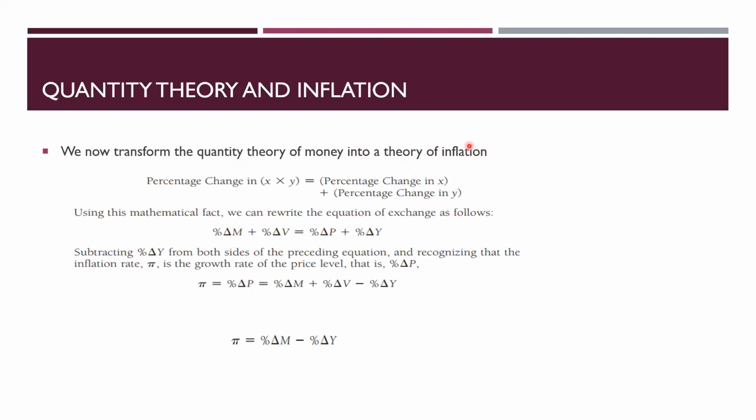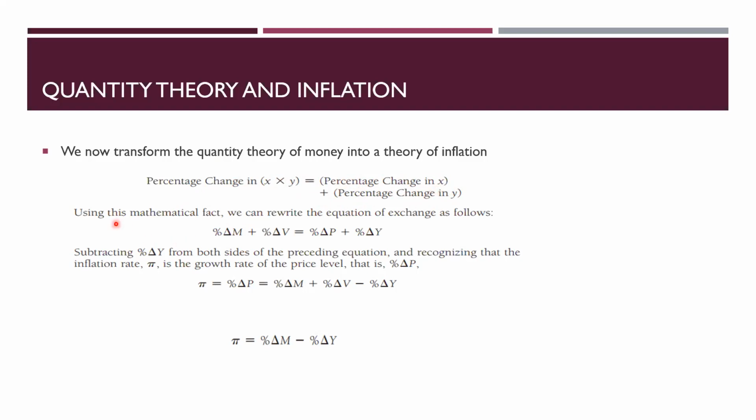But before we go there, because the theory of inflation is what we finally have here, we are simply providing some illustrations that can help us to understand where we are coming from. We understand that the percentage change in X multiplied by Y is the same as the percentage change in X plus the percentage change in Y. This is mathematically proven. If you want to calculate the percentage change in a product of two variables, you simply add the respective percentage changes in those variables.